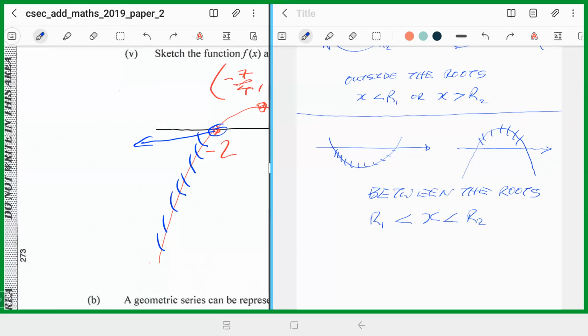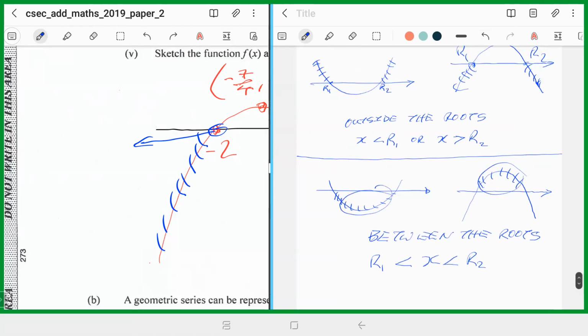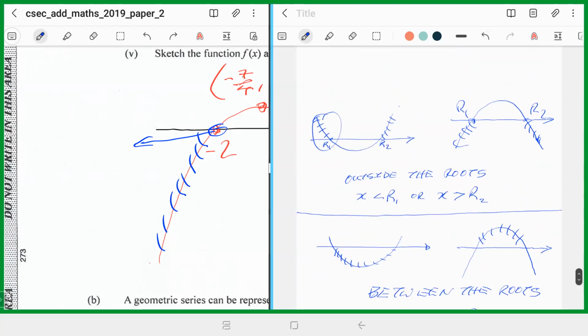So once the inequality is talking about the turn part of the graph, as here and here, the solution is between the two roots. Once the inequality is referring to these two leg sections, those two parts of the graph, then the solution is outside the two roots. When I'm doing my quadratic inequality, I'm just looking to see whether it's between the two roots or outside the two roots. When we do rational inequality, we're going to extend the knowledge of the quadratic inequality to complete the rational inequality, because a rational inequality can be converted into a quadratic inequality. We're going to see that when the time comes.